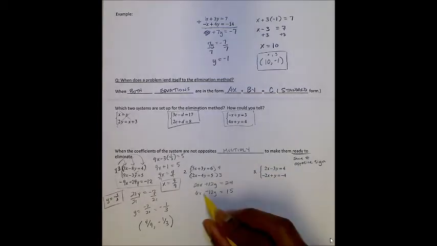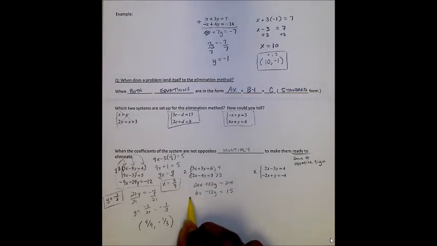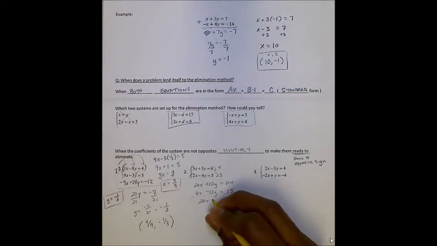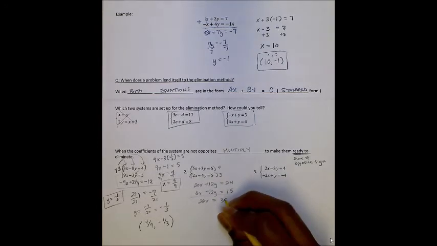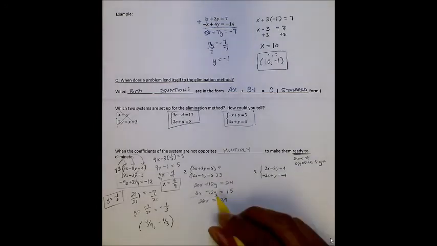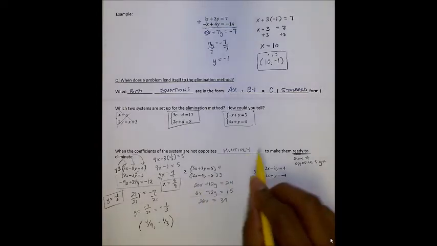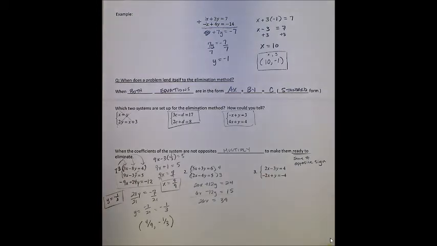And so now we see that our y's have the same number with opposite signs, and so we can combine our equations. 26x equals 39. And then we'd be able to solve for x, plug x in, solve for y. Now, although sometimes you have to multiply, remember, it's not every single time that you'll have to multiply an equation.